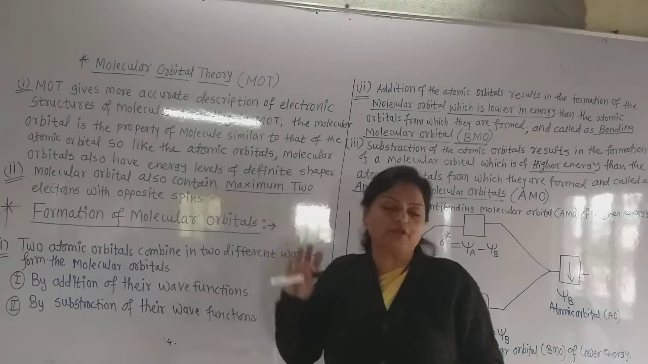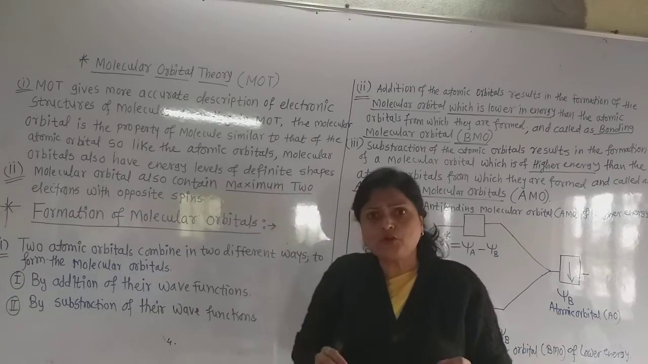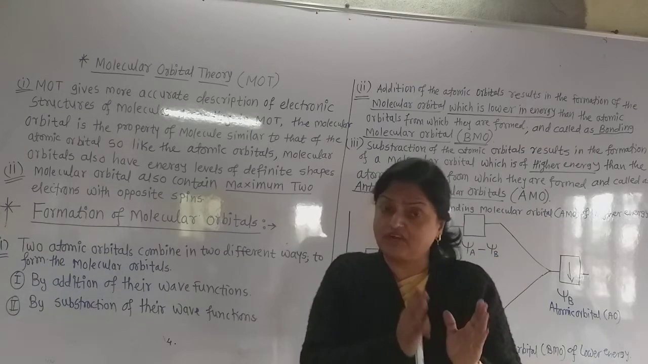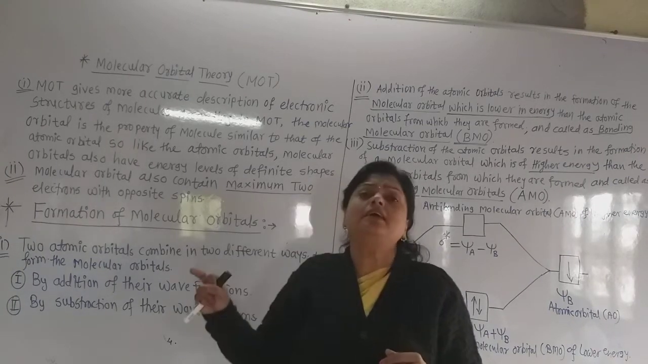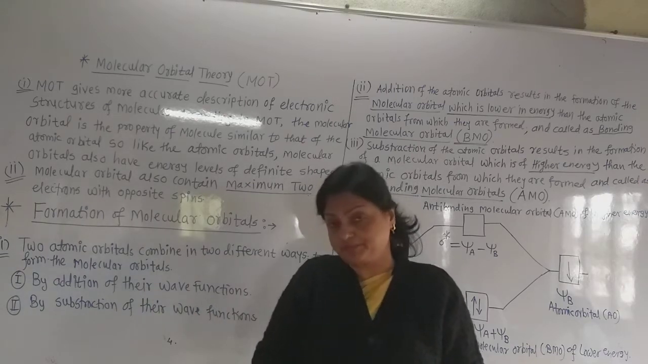This is the same as for the atomic orbital. As an atomic orbital contains a maximum of only 2 electrons with opposite spin, one clockwise and another anti-clockwise, similarly the molecular orbital also contains only 2 electrons with opposite spins.